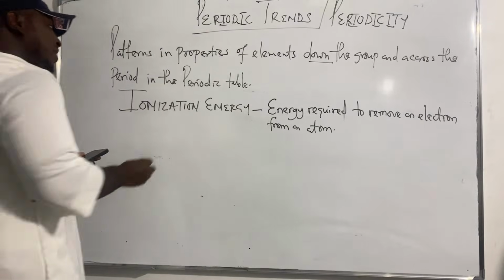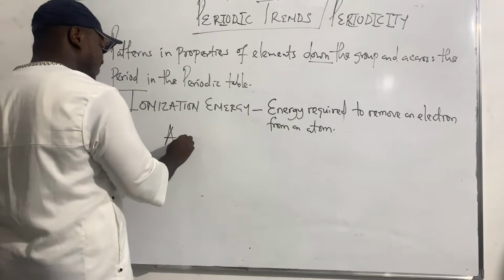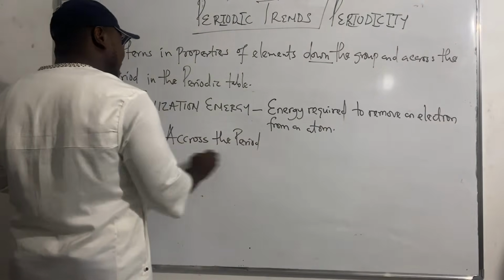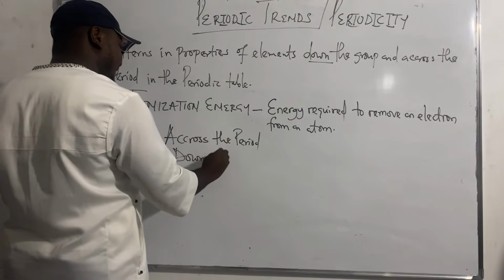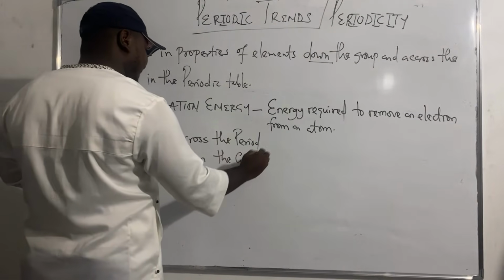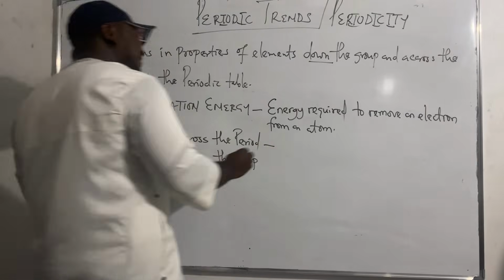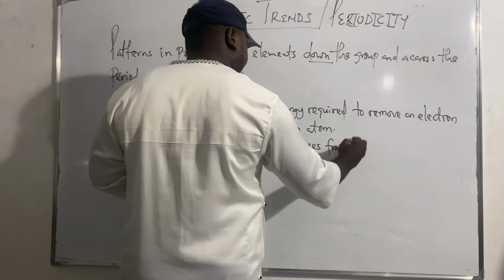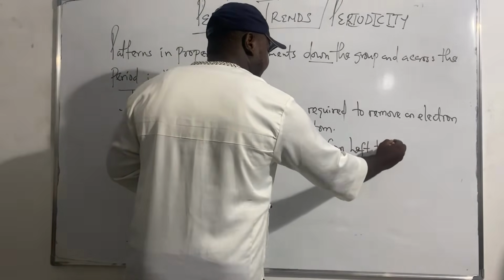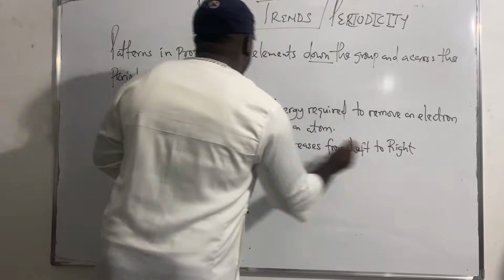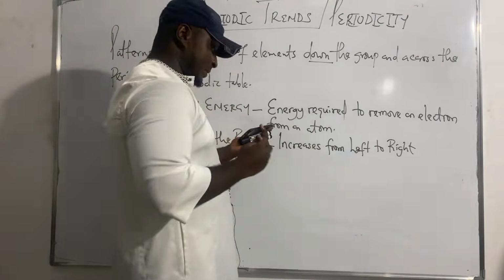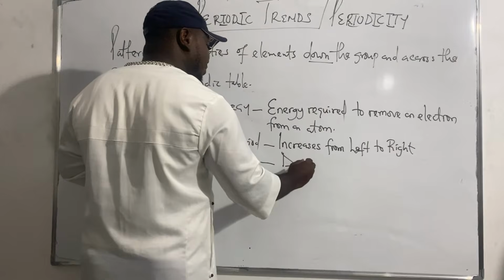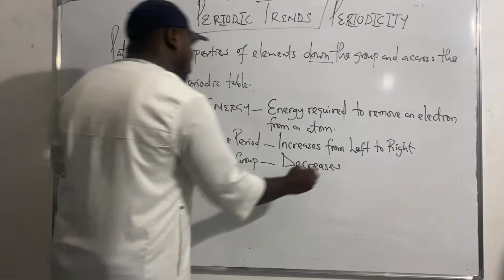And the trend across the period and down the group. Class, this is very important, you could be asked. Across the period, ionization energy increases from left to right. But it is reducing down the group, it decreases down the group.